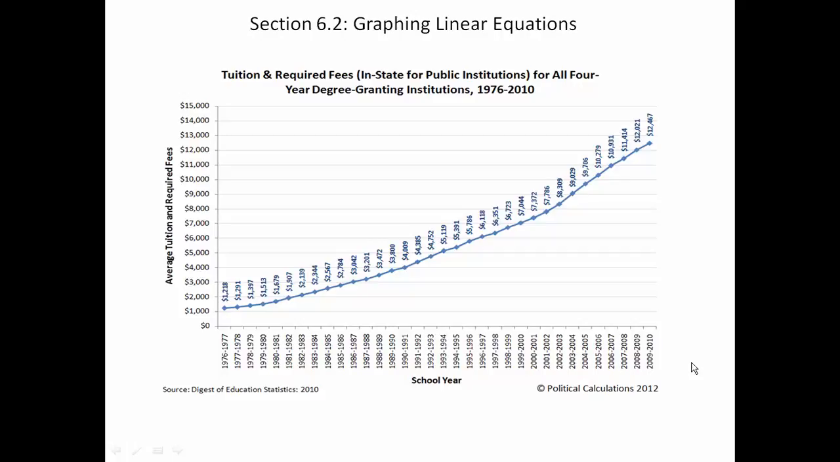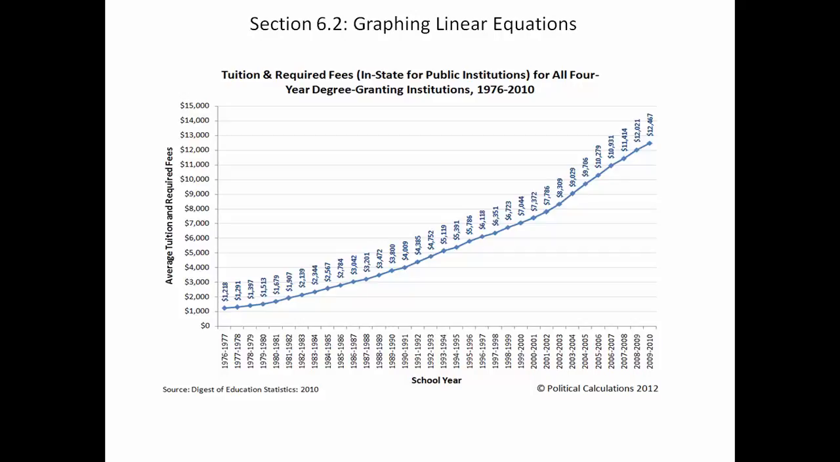Those are the ones going along the bottom, or the academic years. And then the vertical values here, the ones going up and down, are the dependent variables, the y values, and that's the average tuition. So every graph is going to have an independent or an x variable and a dependent or a y variable. And the dependent variable depends on the x variable. That's why it's called dependent. The tuition depends on what year it is.